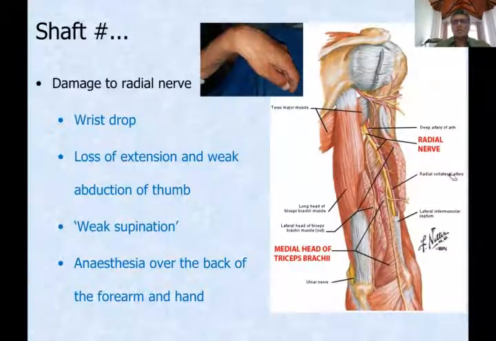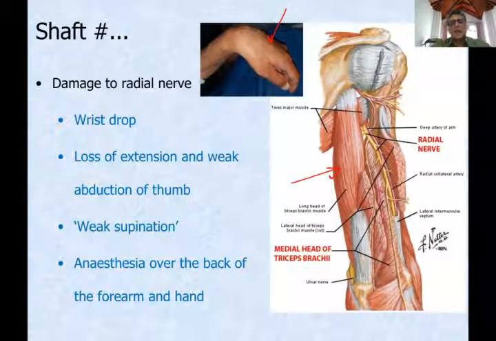Then the outcome of radial nerve damage. The radial nerve not only supplies the triceps muscle, it also supplies all extensor muscles of the forearm. The extensor muscles of the forearm are the wrist extensors. So all the wrist extensors are gone. Therefore, the person cannot extend the wrist.